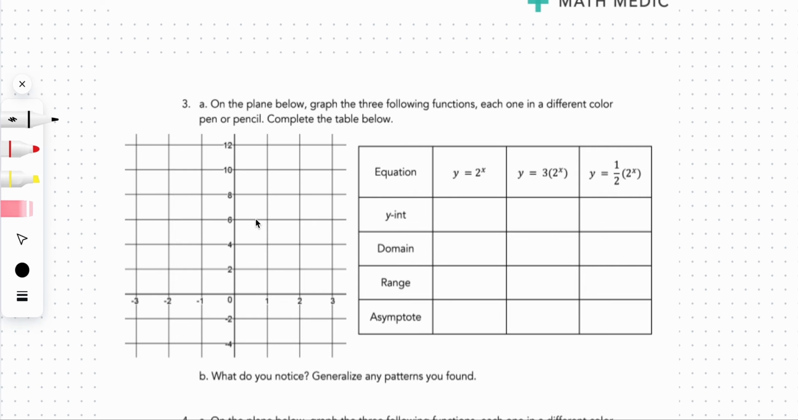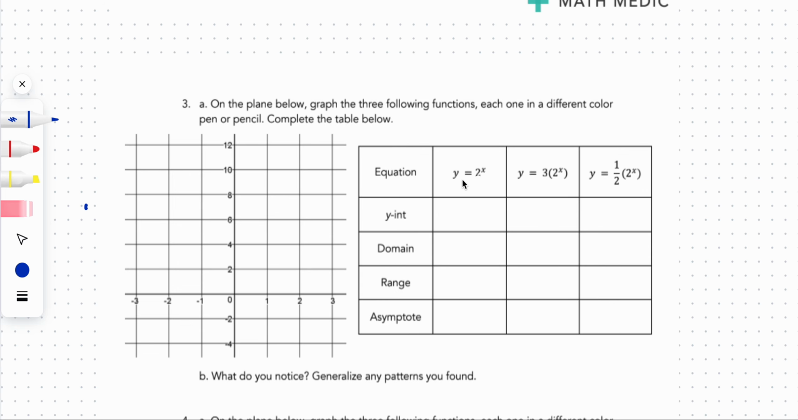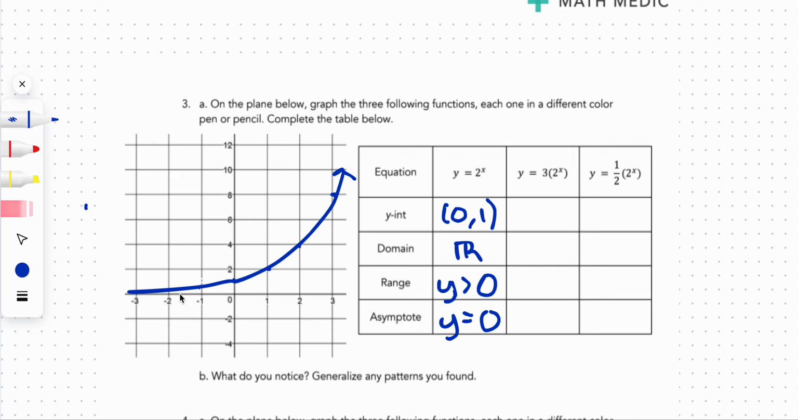Okay, so now we have this next problem. Let's do this again. Okay, so y equals 2 to the x. You can look at what we did before. Same thing. Y is greater than 0, and then y equals 0. And we can graph this again, right? Okay. Right, same thing we did before. This is our graph.